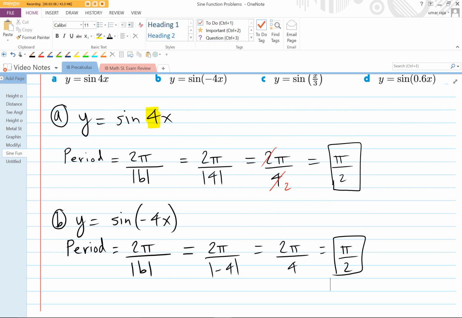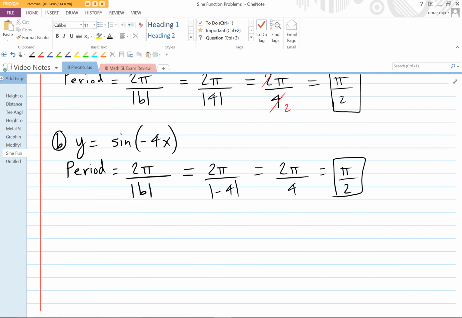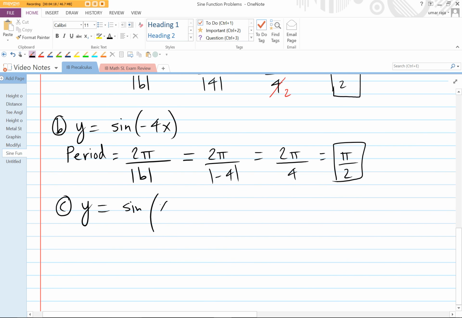Alright guys, what about problem letter C? How would you solve for that one? Y is equal to sine of x over 3. Alright guys, so in this problem, what you're going to see is that the coefficient that's in front of the x is really 1 over 3, and you can see that because you know that there's the imaginary 1 in front of the x. So how do you get the answer in this?